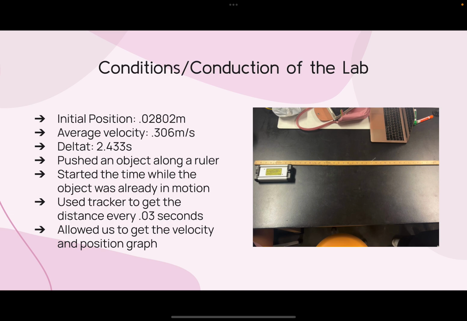So some conditions within this lab is we had an initial position of 0.02802 meters, an average velocity of 0.306 meters per second, a delta t of 2.433 seconds, and we conducted the lab by pushing the object shown in the picture along the ruler, inserted the time while the object was in motion. And through this, we were able to use Tracker to get the distance every 0.03 seconds, which allowed us to get the observed position graph.